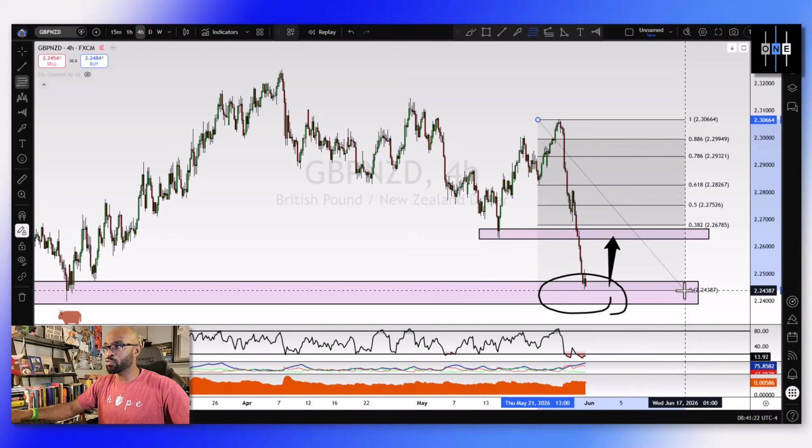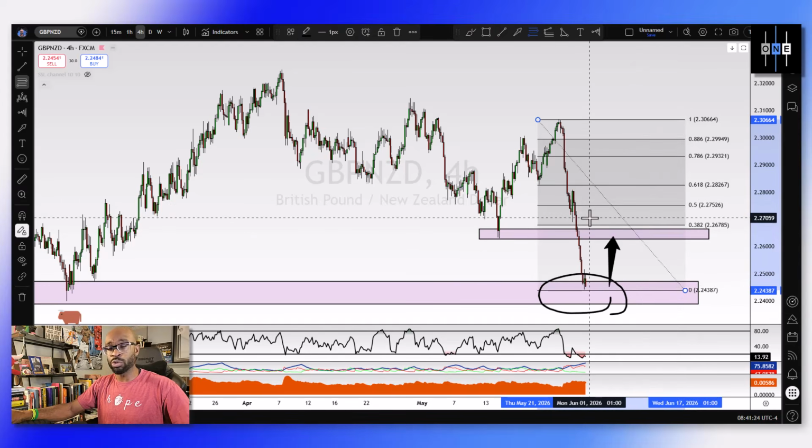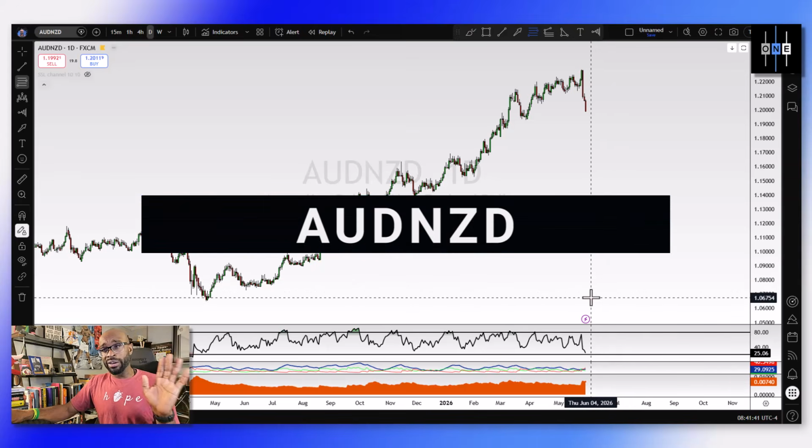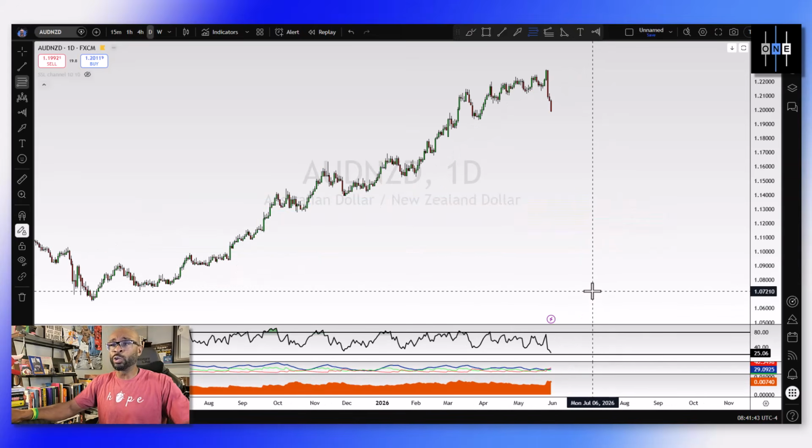Ooh, not quite. A little bit below that, 382. Anyway, cool opportunity. All right, last New Zealand pair. I promise, then we'll get to stuff like gold.